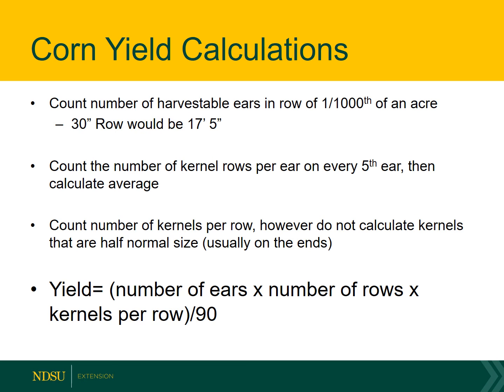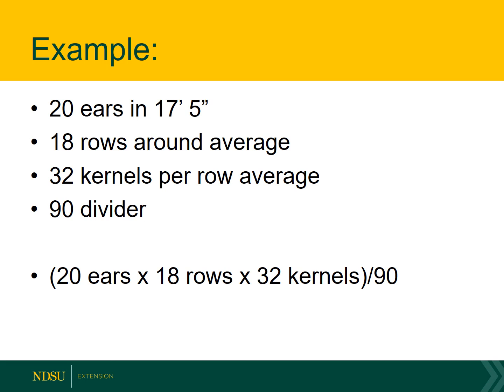So now we can go to our example. Say we got 20 ears in 17 feet and 5 inches. This is based on 30-inch spacing. And then we have 18 rows around. Remember, even number. And then on the next step, we're going to have 32 kernels per row. So this is just an example, but we don't want those small, measly little ones at maybe towards that taper off, towards one end, and the very large ones at the butt of the ear either. And then we got to remember our divider should always be 90.